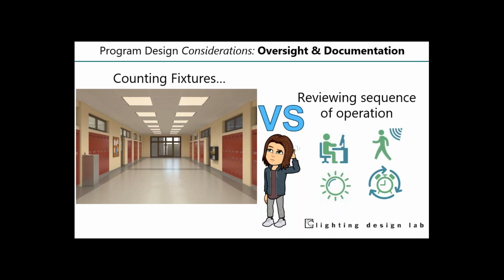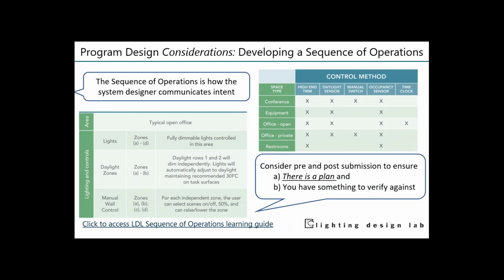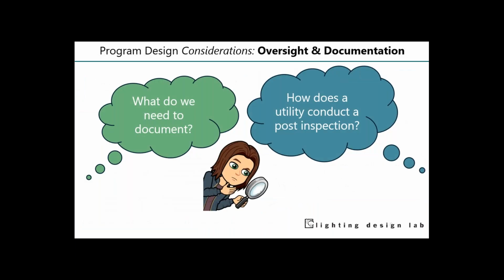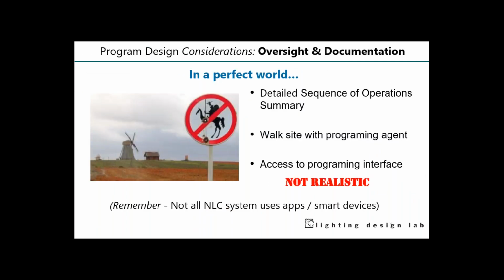You might want to verify they're there, but what's way more important is getting some sense of how this lighting system got programmed. Did you program and set up these primary control strategies? What you should all be thinking about is whether there is a sequence of operations that I can use to determine if this stuff got done right. So what do you need to document? If that's the case, how does a utility conduct a post-inspection?